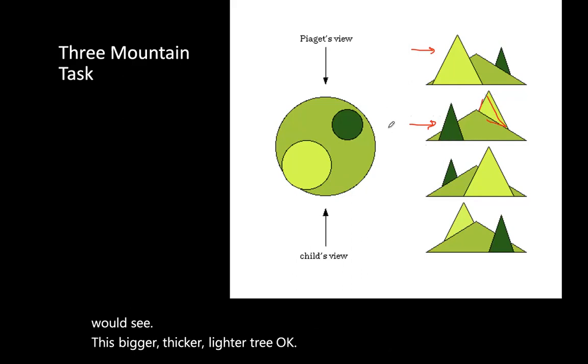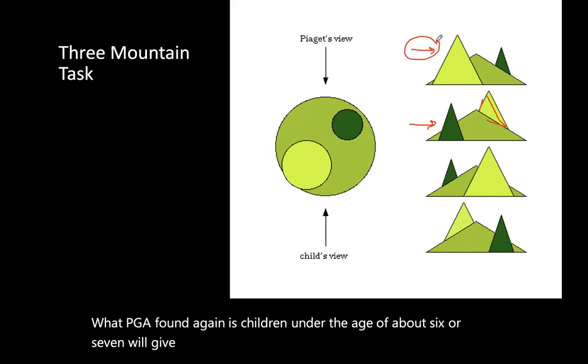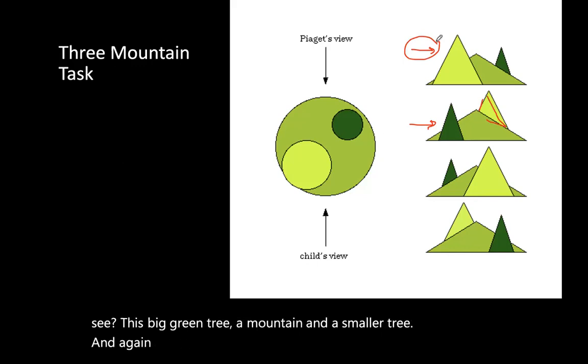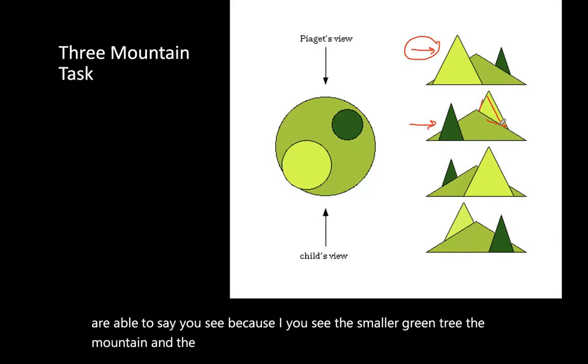What Piaget found, again, is children under the age of about 6 or 7 will give the child's view again. They will say, well, you see what I see. You see this big green tree, a mountain, and a smaller tree. And again, somewhere between the age of about 6 or 7, the children are able to say, well, you see, because I see this, you see the smaller green tree, the mountain, and the bigger, lighter green tree. That's what you see, okay?